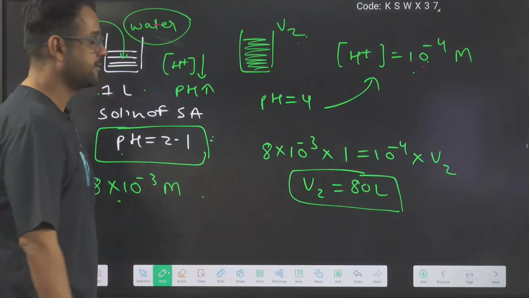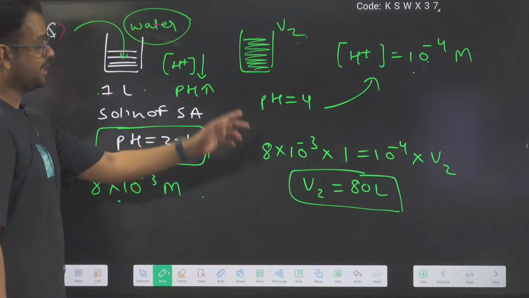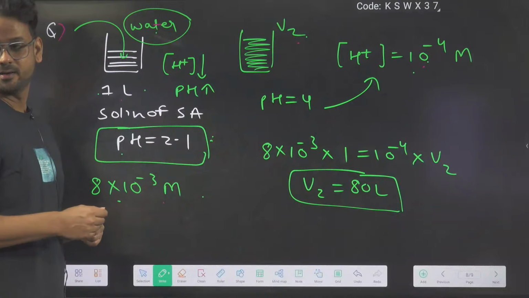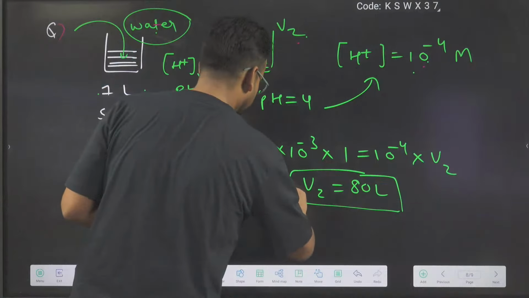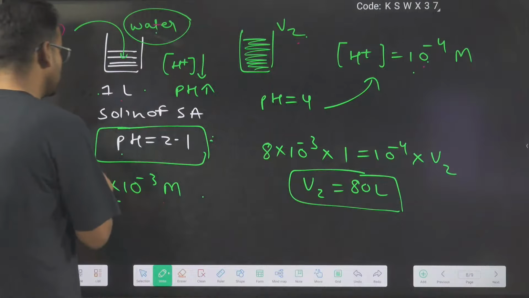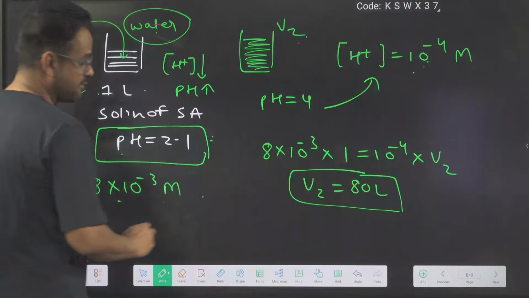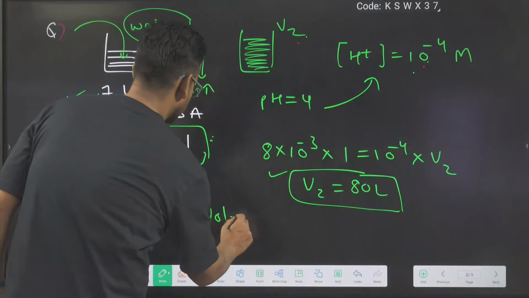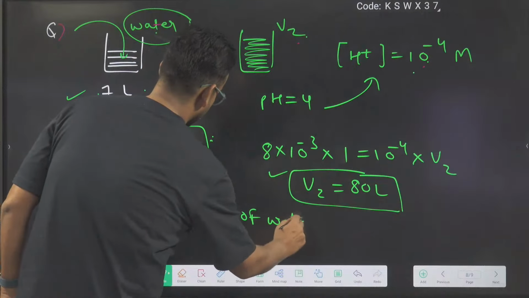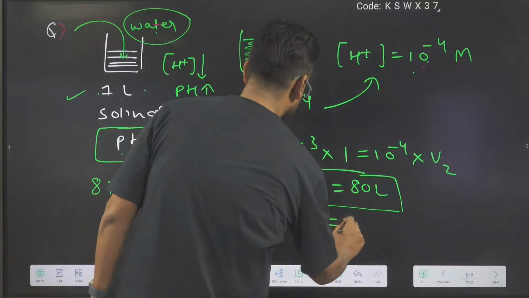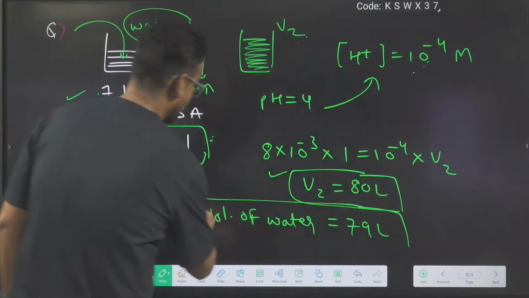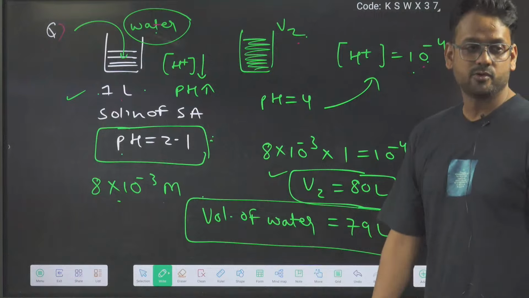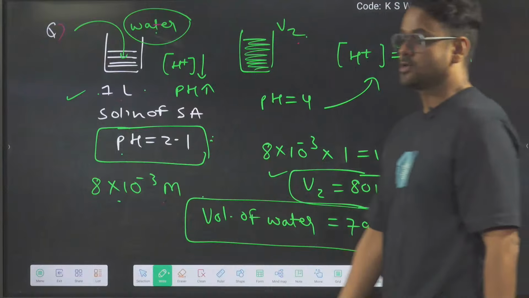But is this your answer? Will you add 80 liters of water? I am asking how much water should be added. Yes, bhaiya, the final volume is 80 liter. Initial volume is 1 liter, final volume is 80 liter. So the volume of water added, how much? Tell me fast. 79 liter. 79 liter is your answer. Is this okay, everybody? Yes, all of you, 79 liter is your answer.